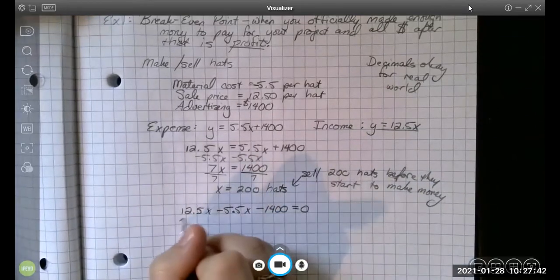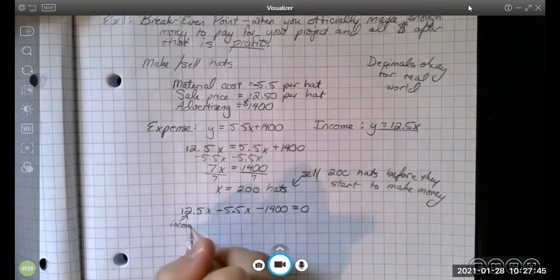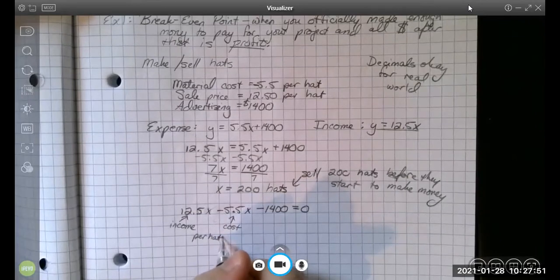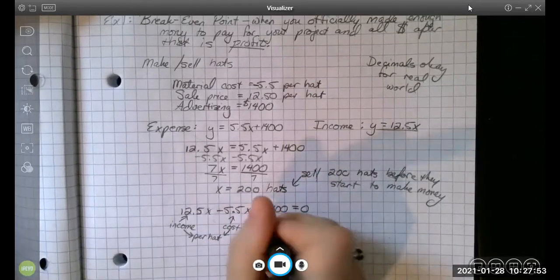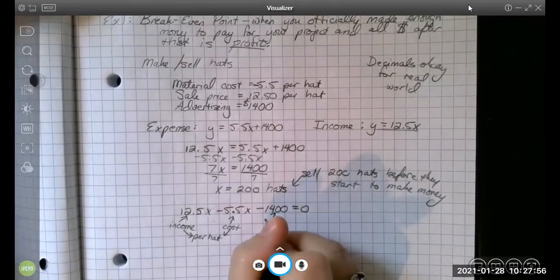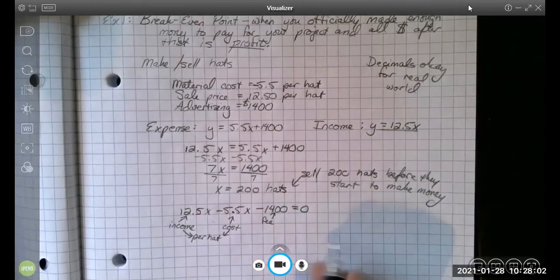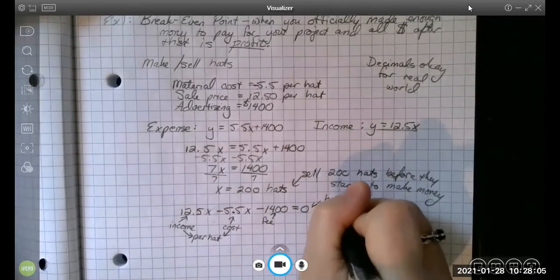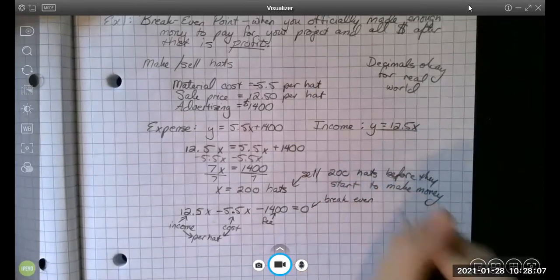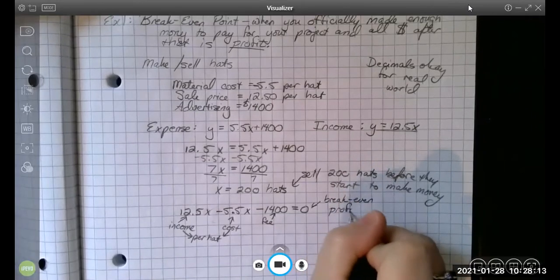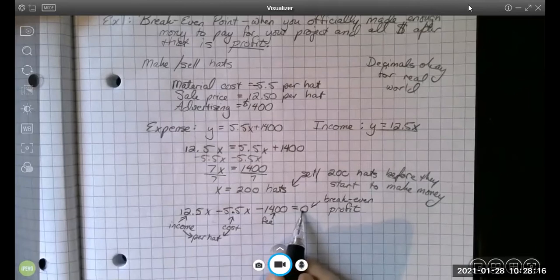So here's what this means. This is our income. This is our cost. And these are both per hat. This is just a fee, and we're taking it away from our overall income because it's negative. We had to pay that. And 0 means it's break even. Meaning this is our profit so far. So if our profit is 0 and not negative, it's our break-even point. This is where we've earned as much money as it took to pay for everything.